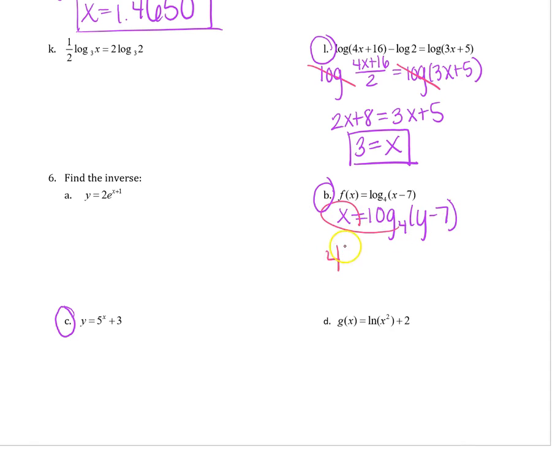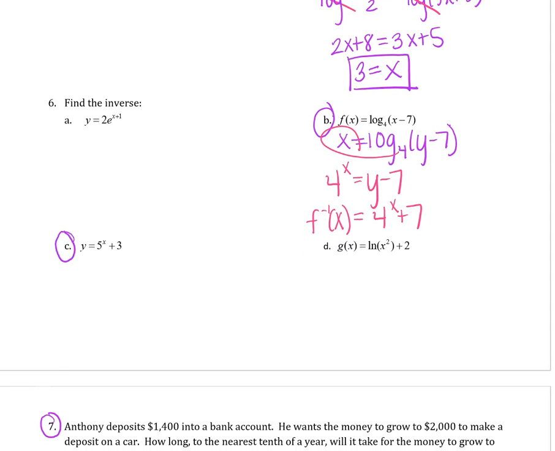Okay, I'll do 4 to the x is equal to y minus 7. Now the only thing I have to do to isolate the y is add over the 7. So y is equal to 4 to the x plus 7. Now I'm not going to leave it as y though. I'm going to write this as f inverse of x. Okay, and like I said, I ended up with an exponential, which was exactly what I was anticipating.